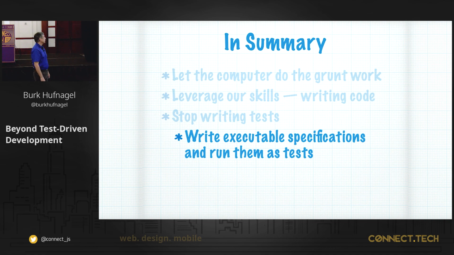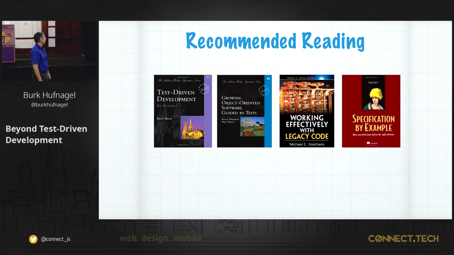Don't write tests, write specifications and run them as tests. These are some really useful books. Kent's book, of course. This second book, Growing Object-Oriented Software Guided by Tests, is called a Goose book because it's such a long title. But it'll walk you through the same thing, starting from one end all the way through writing the test to the other end of the code and back.